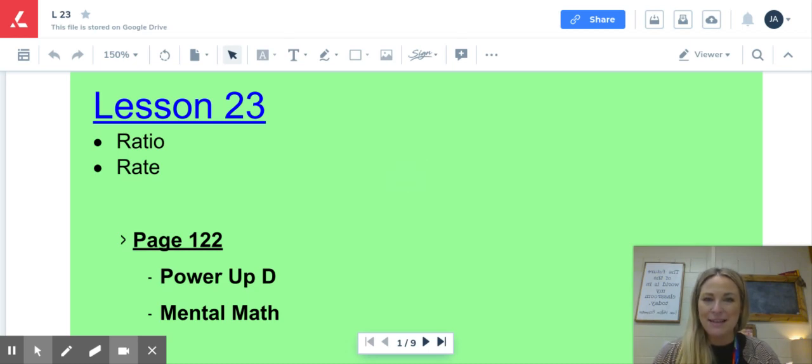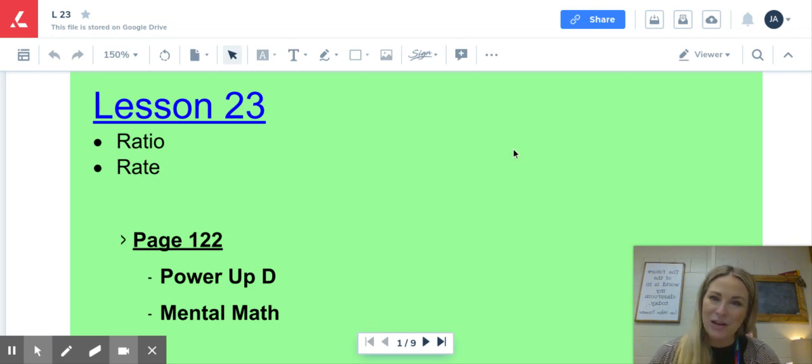Hi everyone, today's lesson is lesson 23 and it's on ratio and rate. Those are two very different things, but they definitely go hand in hand in math. And we're just going to talk a little bit about when and why you use those today. Those are both things that really happen a lot in everyday occurrences. Everyday type things that you're doing around your house or in your world involve rate and ratio. I'll talk a little bit more about some examples here as we move forward.